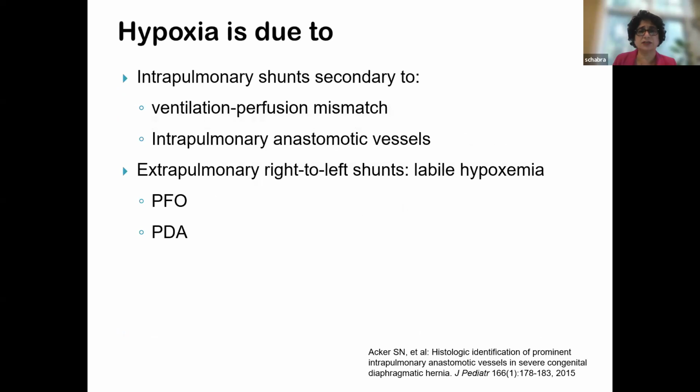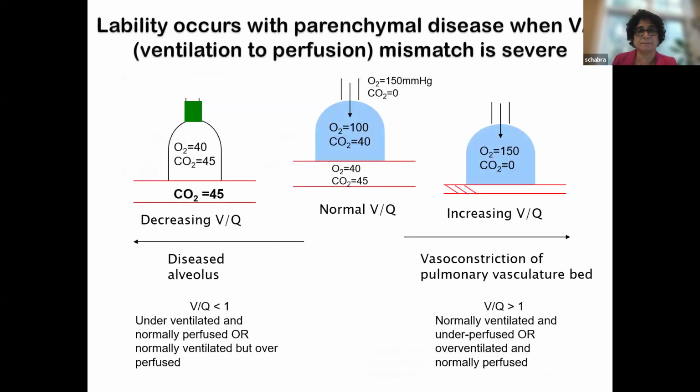So as we talk, the hallmark features are hypoxia and labile saturations. The hypoxia and labile saturations are due to intrapulmonary shunts, secondary to ventilation perfusion mismatch, and extrapulmonary shunts, which we talked about, the PFO and PDA, which give rise to labile hypoxemia. Here you can see this is normal.